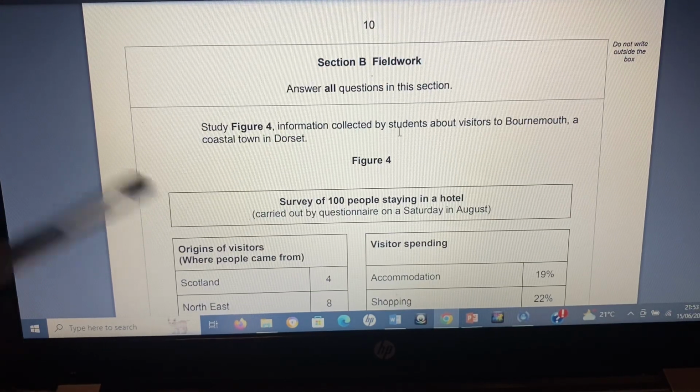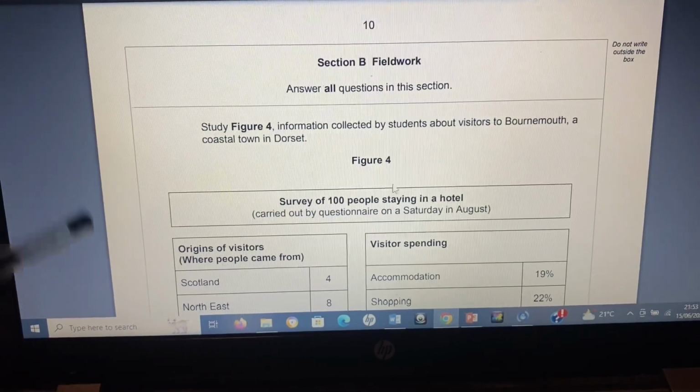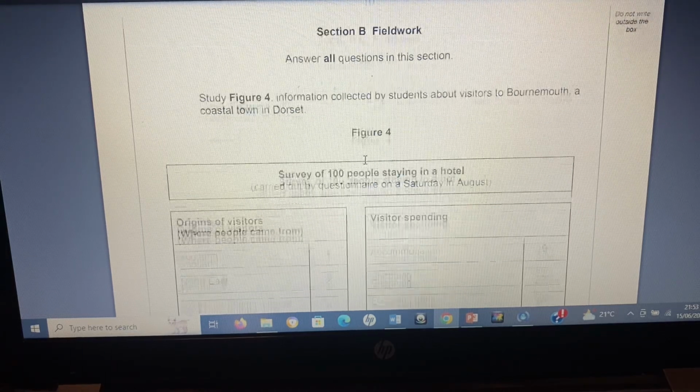I'm going to go through some random questions just to familiarize you guys with what kind of questions they could throw at you. So it's fieldwork that's already been done. Let's have a quick look at some of these questions.